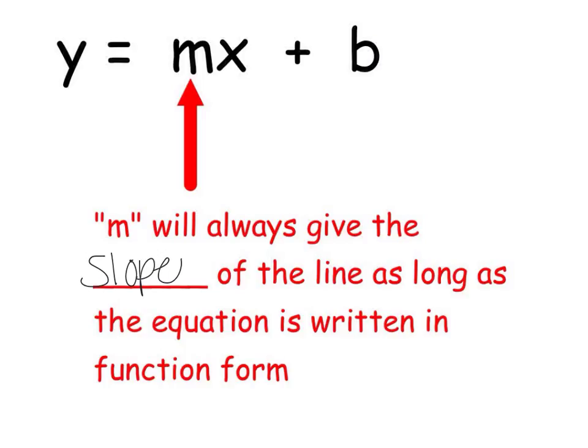Remember, slope is the steepness of a line. It determines how steep it is. Is it close to flat? Is it very, very steep? That's determined by that number in place of m.